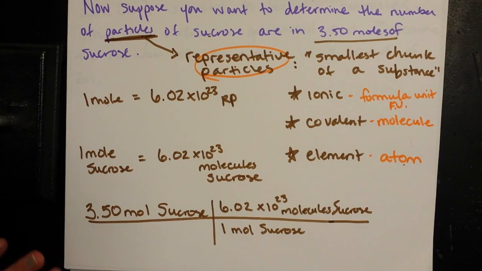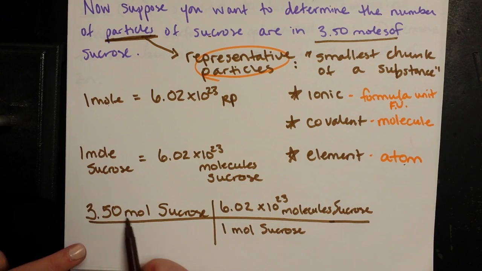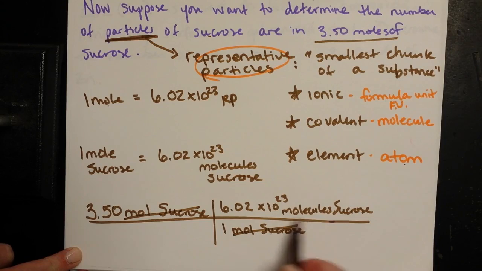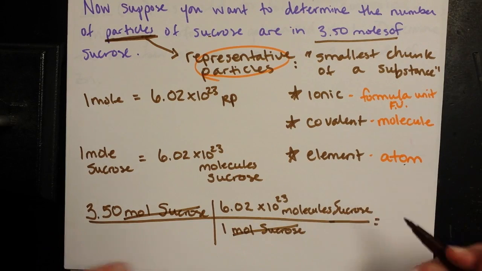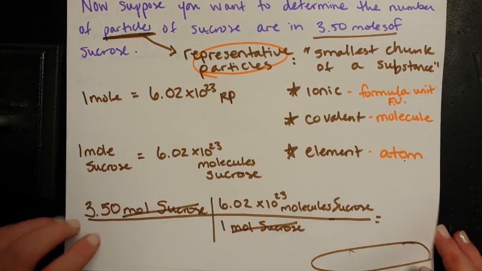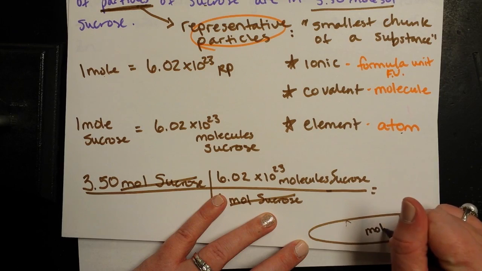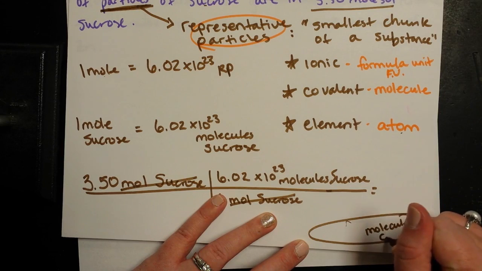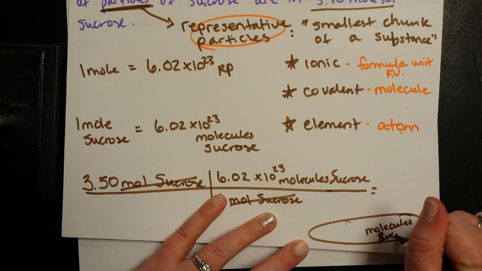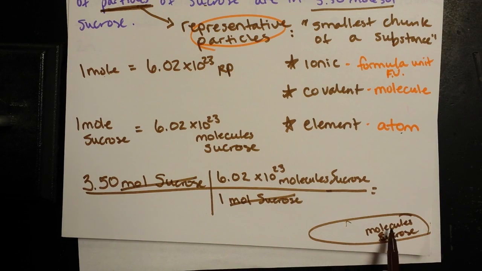And this is where you're going to be really mad if you have big handwriting, because you're going to start taking up a lot of space on your paper. But it's all for science. So you'll see that our moles cancel. We're left with molecules of sucrose, which is our desired unit. I'm going to put a circle for my answer and write molecules of sucrose. So now I'm going to have some number of molecules of sucrose.